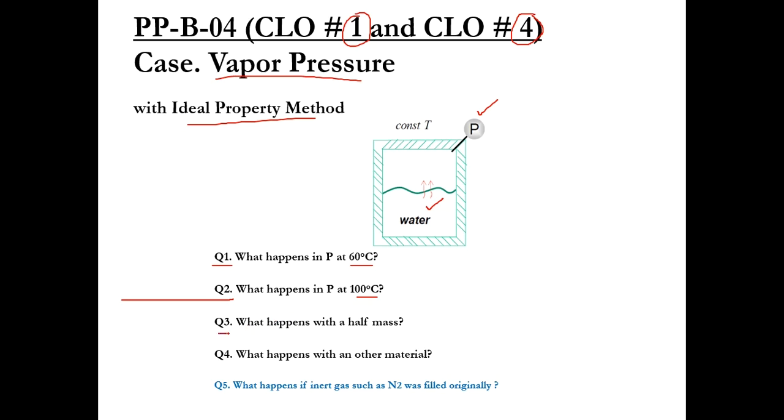Our question number 3 is what happens with half the mass, meaning if we reduce the mass to half, what will be the effect on vapor pressure, meaning if we reduce from 1 kg to 0.5 kg or liters, then what will be the effect on vapor pressure. Question 4: what happens with another material, meaning if we replace water with some other material, then what will be the effect on vapor pressure, or what will be its vapor pressure. And question 5: what happens if inert gas such as nitrogen was filled originally, then what will be its effect on vapor pressure.